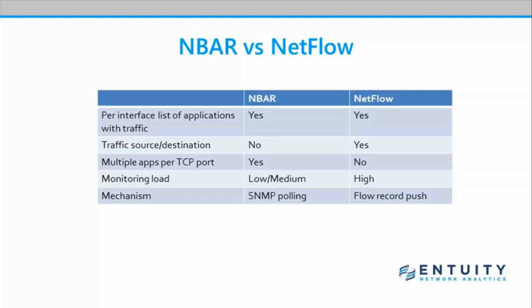However, if you have a requirement to understand where the traffic is coming from and going to, who are the endpoints at the end of each of the conversations, then you'll need to be using Flow. Flow provides that information, NBAR does not. So NBAR is identifying the different applications in use and how much traffic is flowing for each, but not who's talking to who.